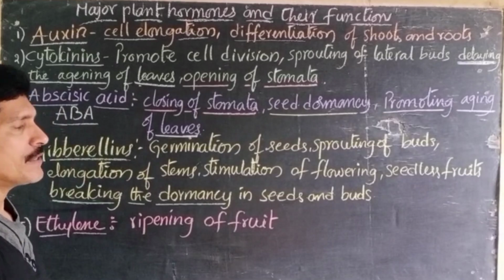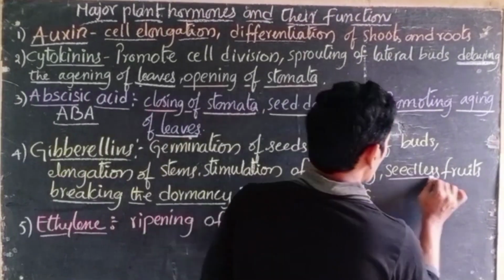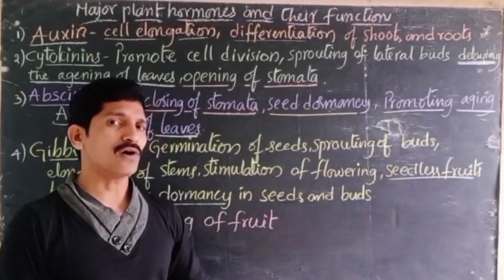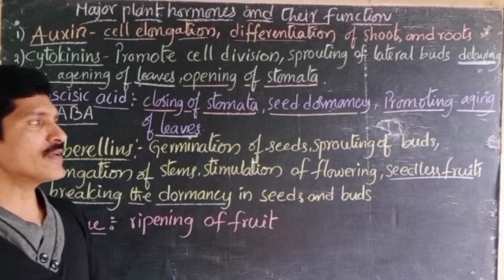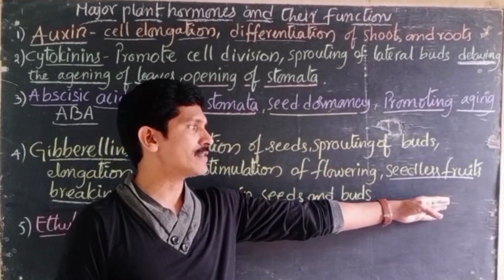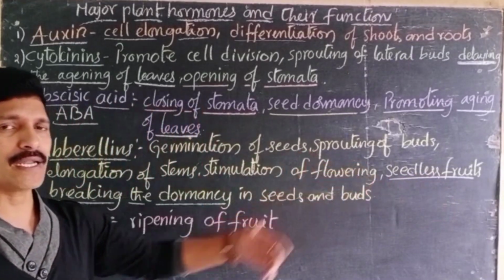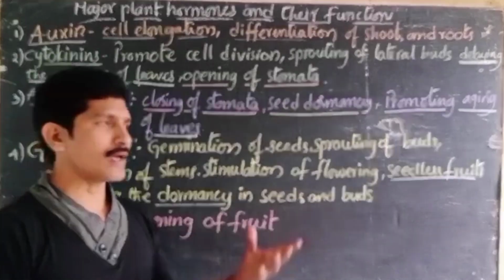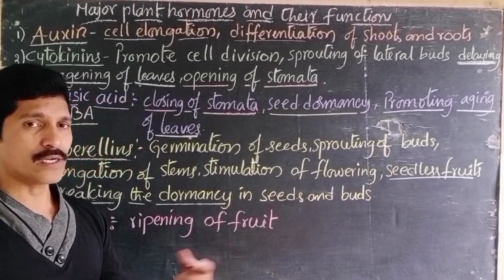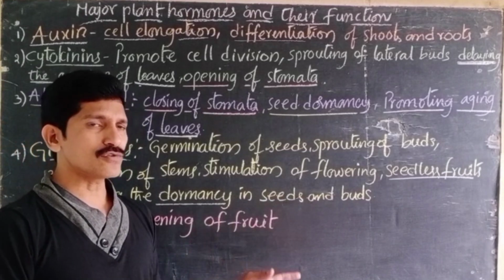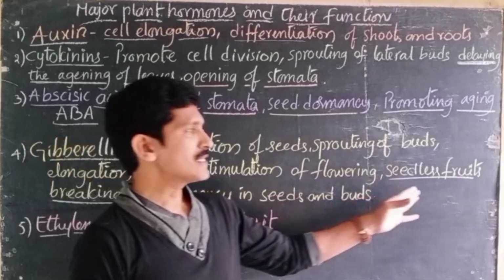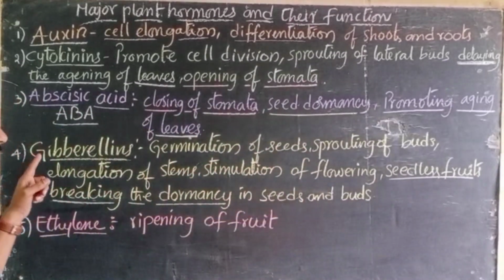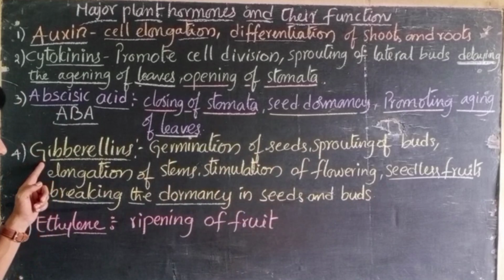Generally it is called parthenocarpy. Parthenocarpy is a kind of production of seedless fruits. Nowadays we are seeing that seedless fruits are available in the market itself. Many kinds of fruits are available seedless, like papaya, watermelon and grapes. The seedless fruits are also promoted by the gibberellins, one of the important phytohormones.